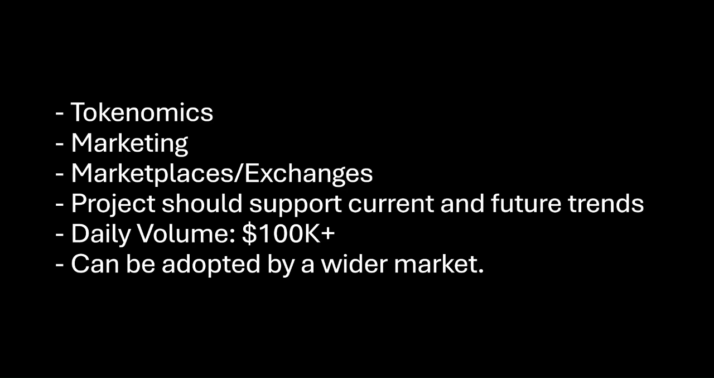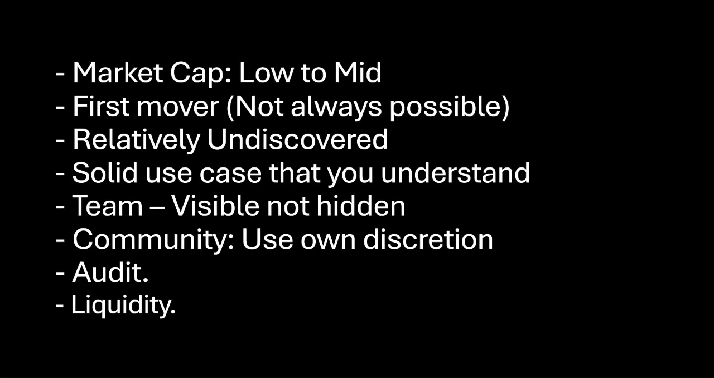So quickly, let me go back and run through all of that from the top. So I said market cap, low to mid, first mover, right? But then I put in brackets, not always possible. Then relatively undiscovered, solid use case that you understand. Team should be visible, not hidden. Community, use your own discretion. Decide with your own personal experience or whatever you think is useful as a metric, and then use that to gauge how large or small a community is. Then audit, liquidity. Liquidity should be reasonably high.